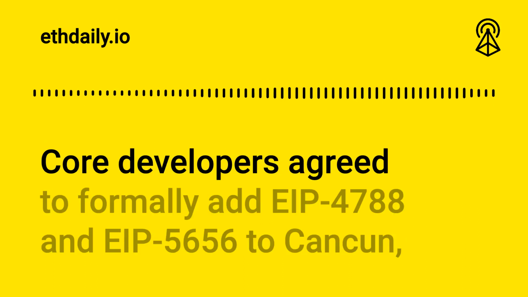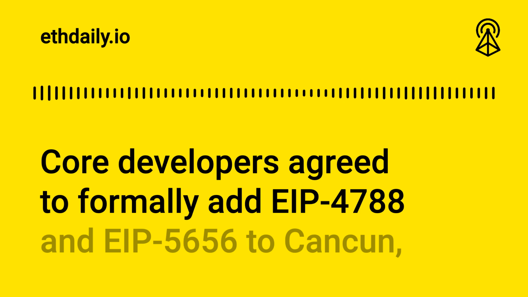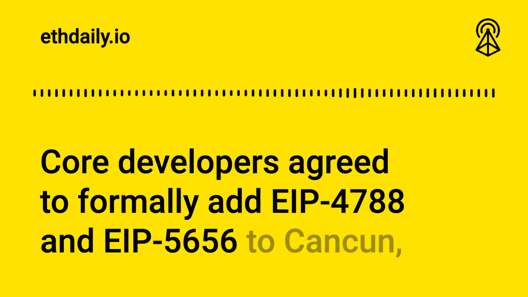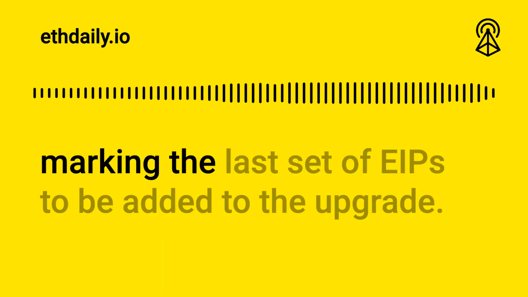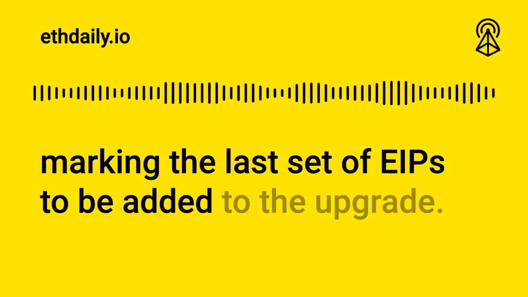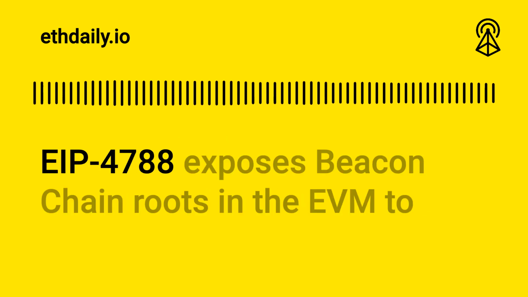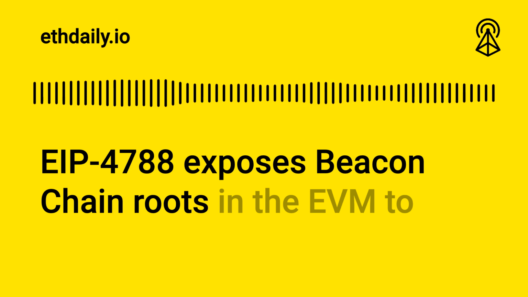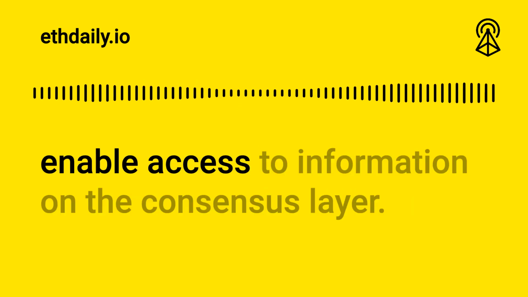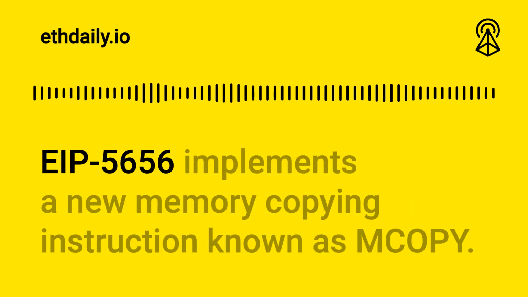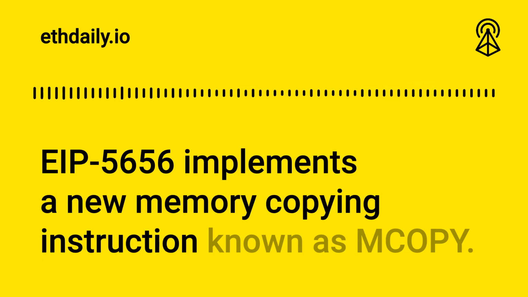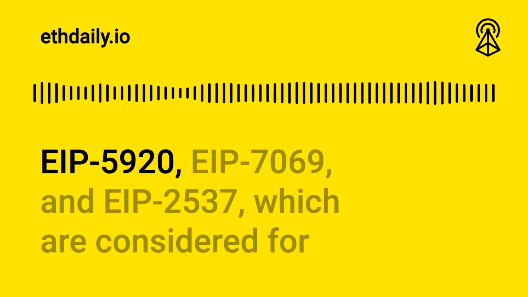Core developers agreed to formally add EIP-4788 and EIP-5656 to Cancun, marking the last set of EIPs to be added to the upgrade. EIP-4788 exposes beacon chain roots in the EVM to enable access to information on the consensus layer. EIP-5656 implements a new memory copying instruction known as mcopy.